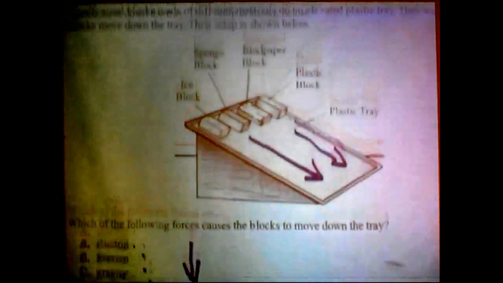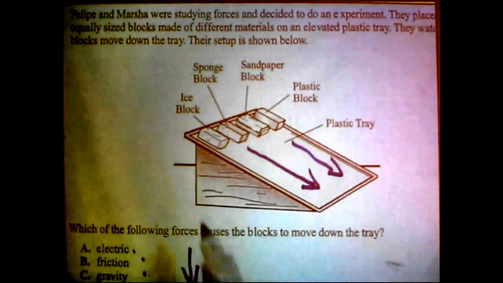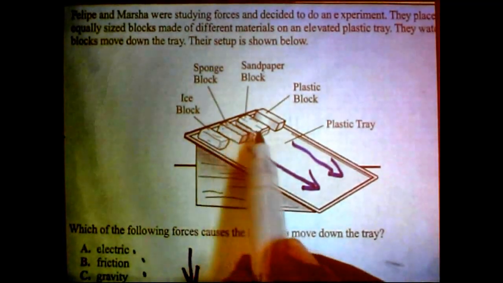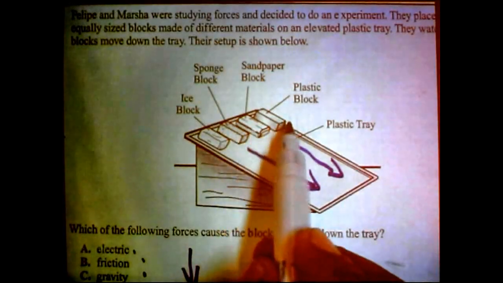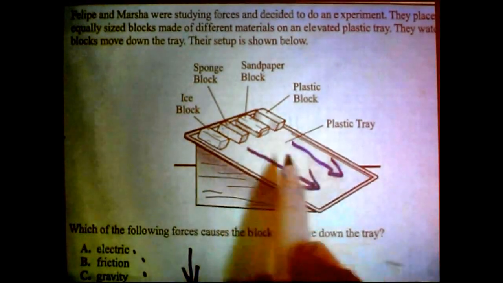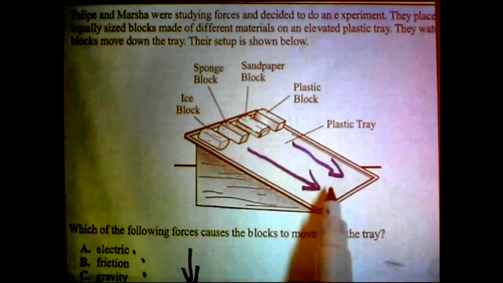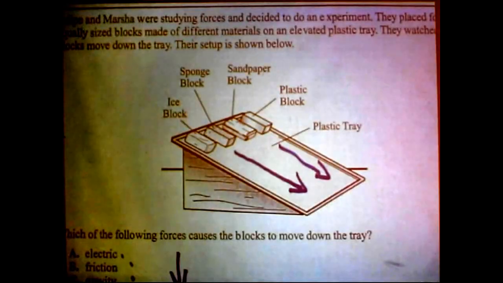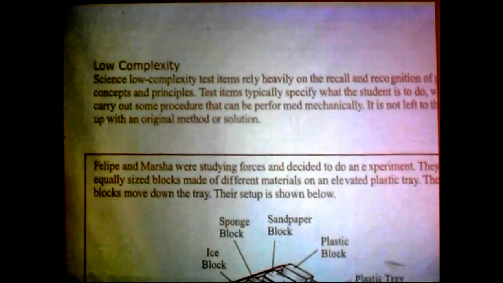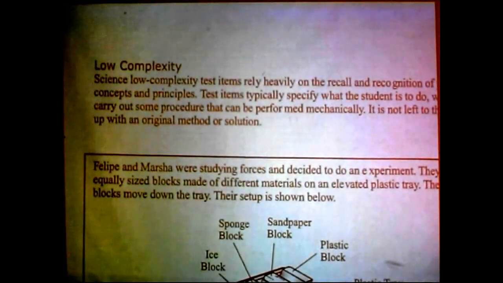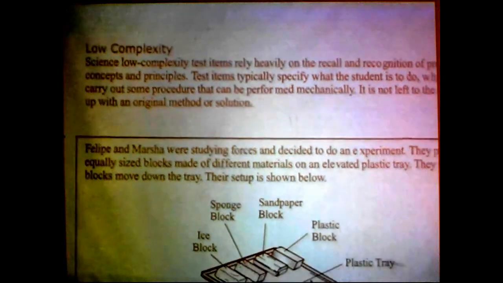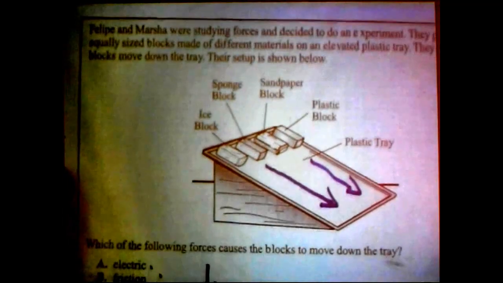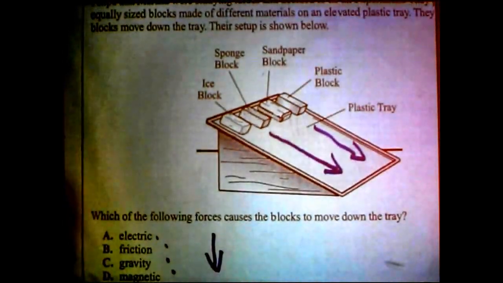Now, let's look at the type of objects that we have. We have ice, a sponge block, sandpaper, and a plastic block coming down this tray. The tray material is plastic. Now, I'm going to show you this is a low complexity question, and I'm going to take the same question and show you what it looks like in a moderate version. But before we go on, let's make sure we underline and choose the right answer.